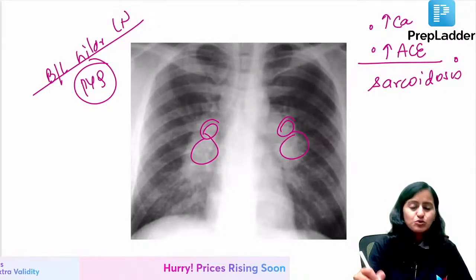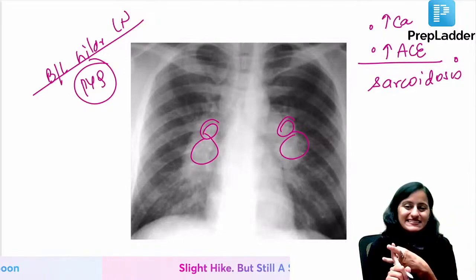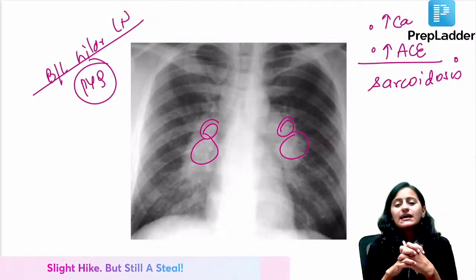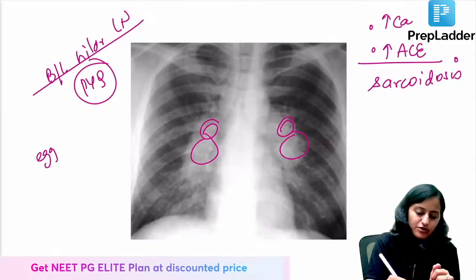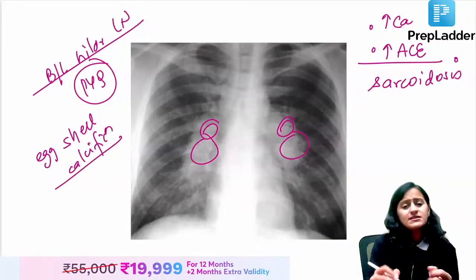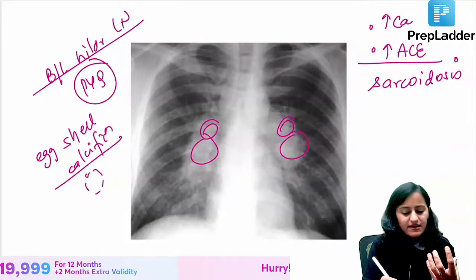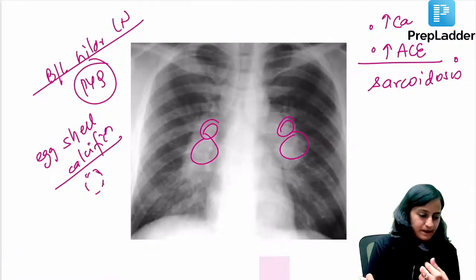It is 1, 2, 3 sign. It shows Garland sign, 1, 2, 3 sign, galaxy sign, panda sign on the gallium scan, right? There are multiple signs there. Correct. In sarcoidosis, it shows eggshell calcification of the lymph nodes. When lymph nodes are calcified, they are in the form of eggshell. Eggshell calcification is seen.